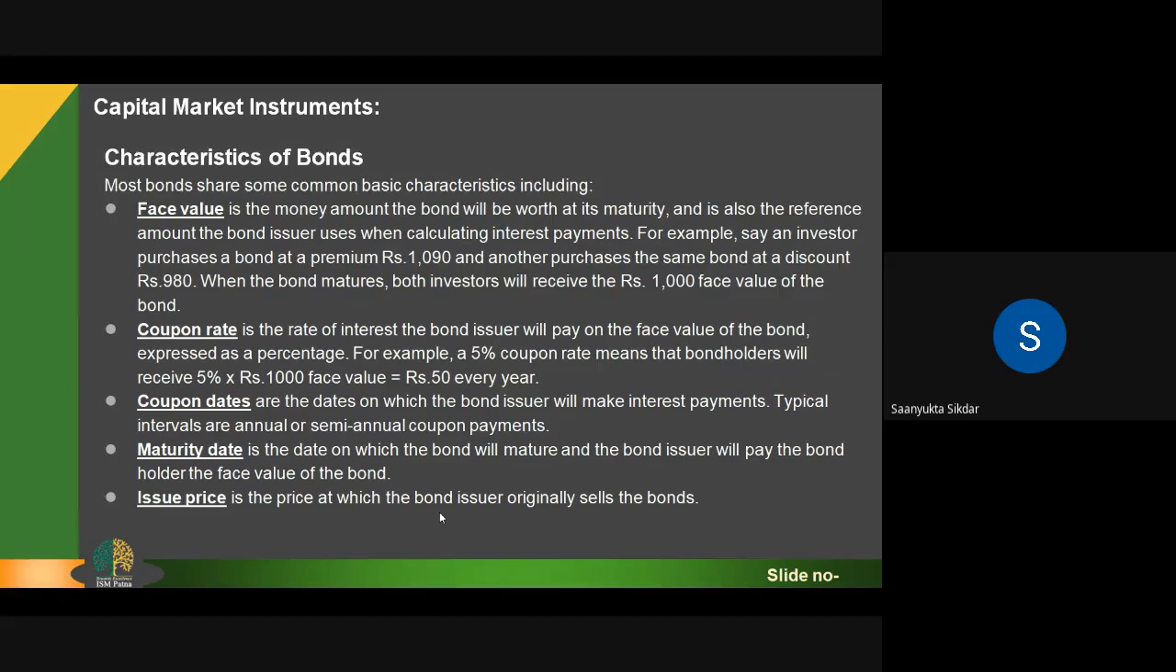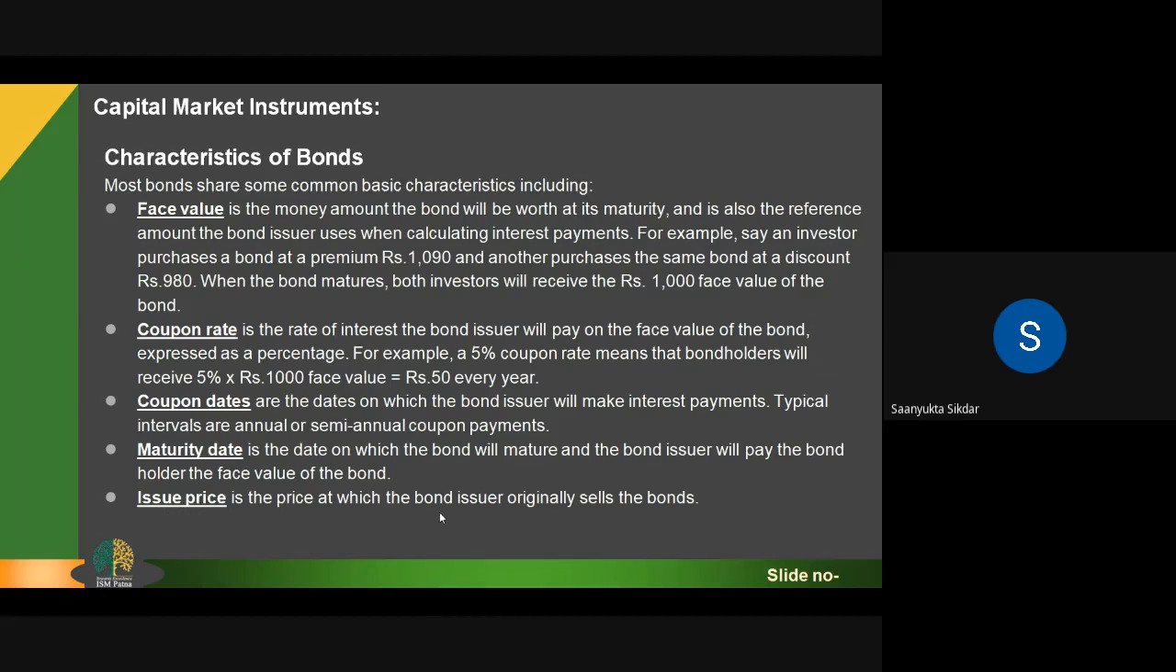Most bonds share some common basic characteristics. What are those? First is face value. We should know what a face value is. It is the money amount that the bond will be worth at its maturity. So basically, face value is the true value of a bond, or we can calculate it by finding the present value of its future benefits.